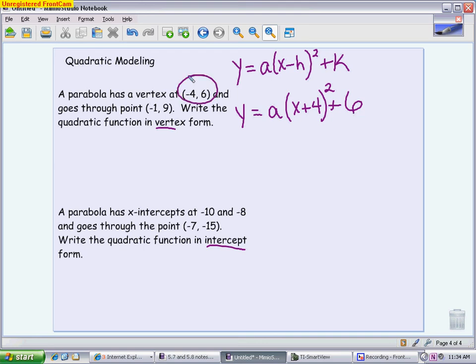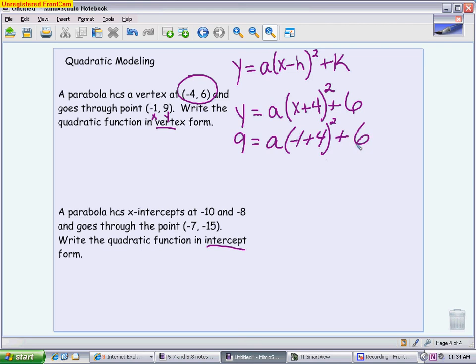The second piece is we have another point. The reason we have another point is it helps us figure out the a value, because I'm not done yet until I know what a is. What I'm going to do is take that point, this -1 is your x and 9 is your y, plug those in and solve for a. So I'm going to put a 9 in for y. I'm going to put a -1 in for x.